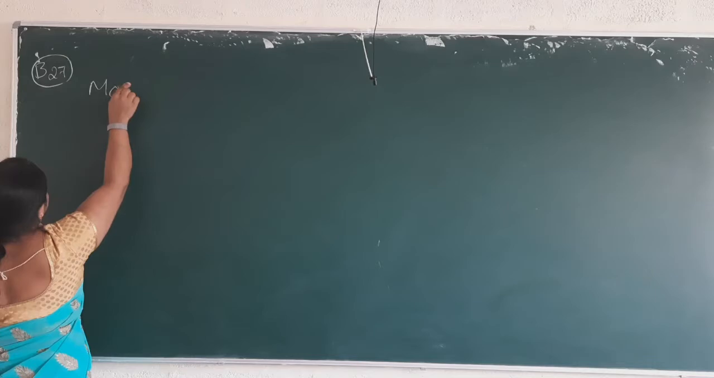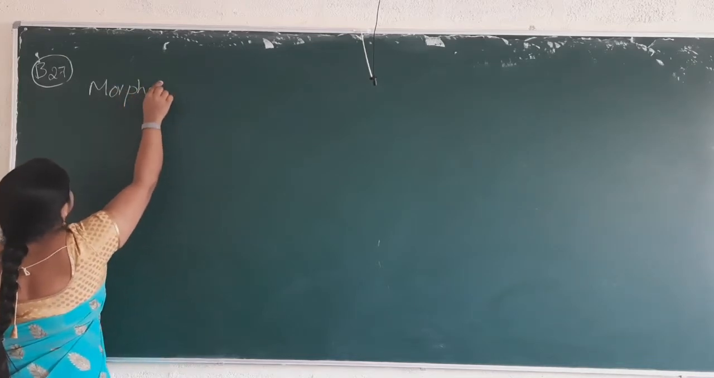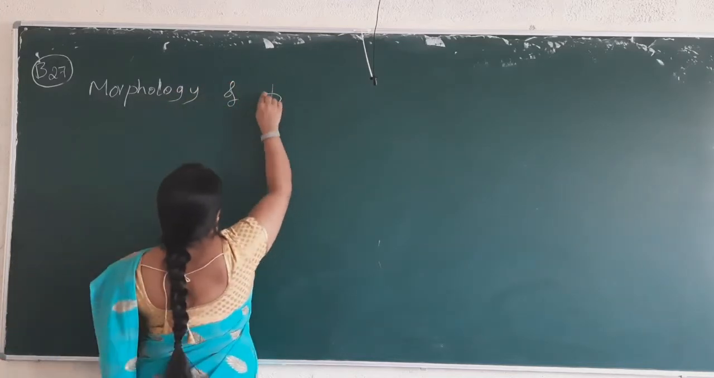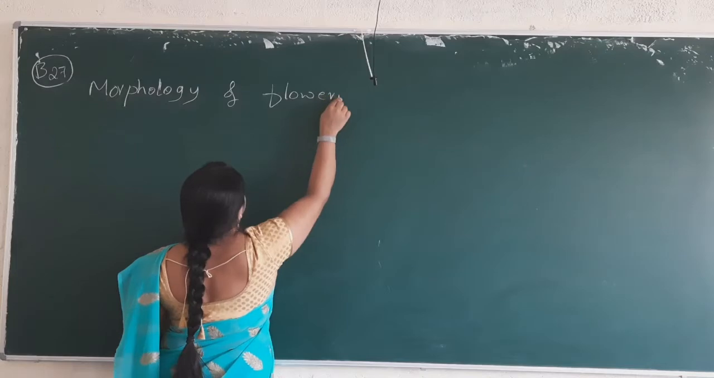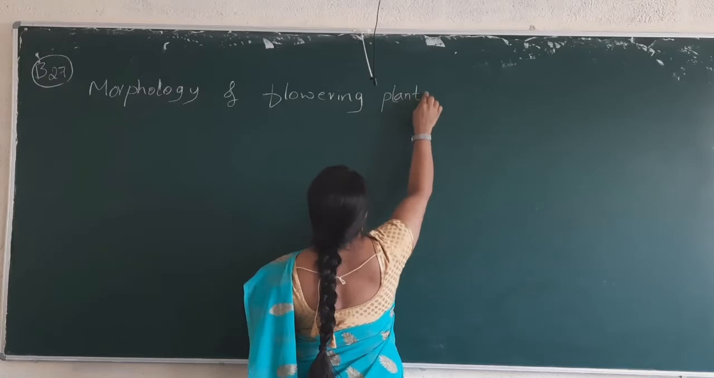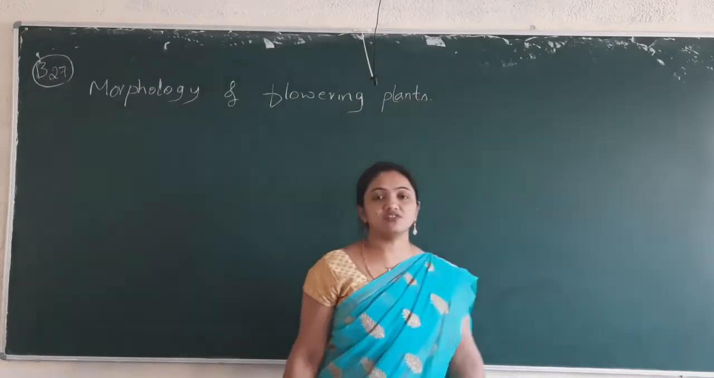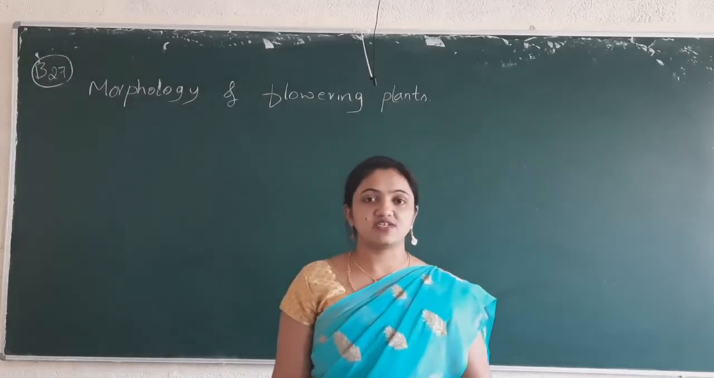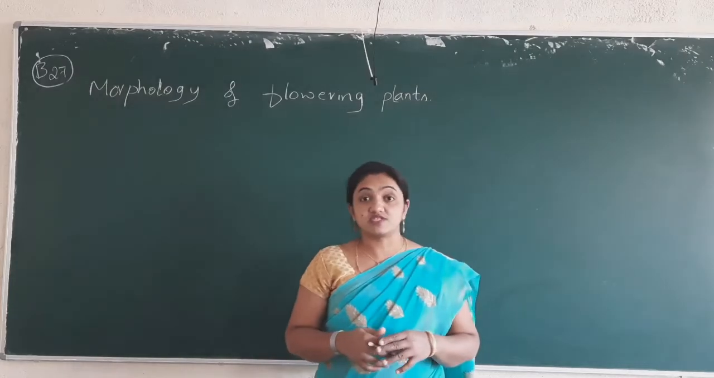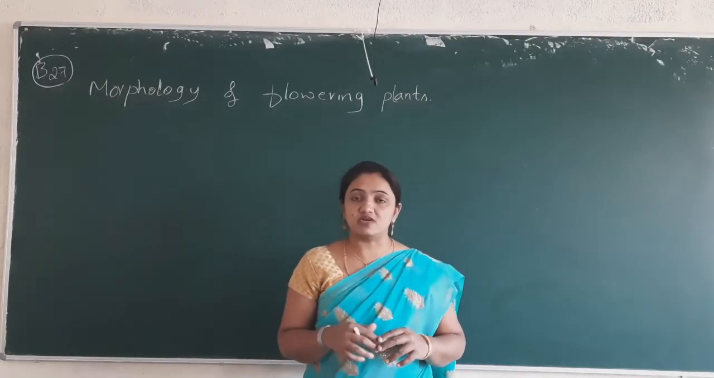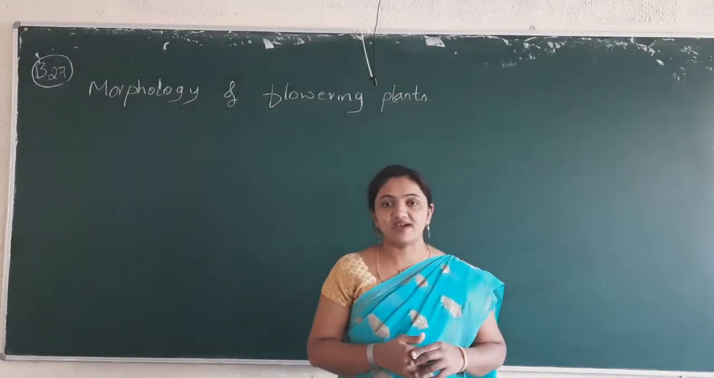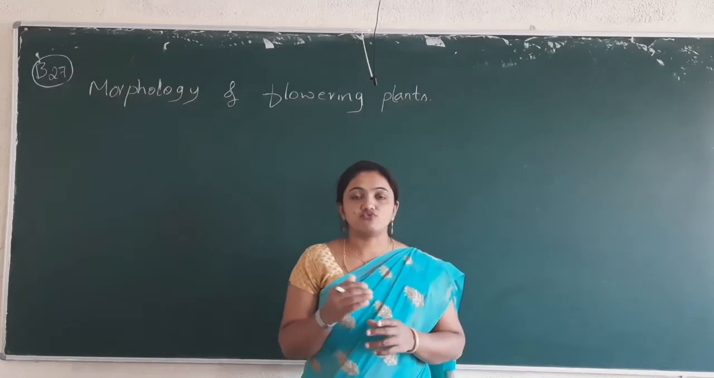The name of the chapter is Morphology of Flowering Plants. Due to this pandemic, in this chapter they have deleted some of the concepts, like the morphological description of root, the morphological description of stem, leaf, fruit and seed.